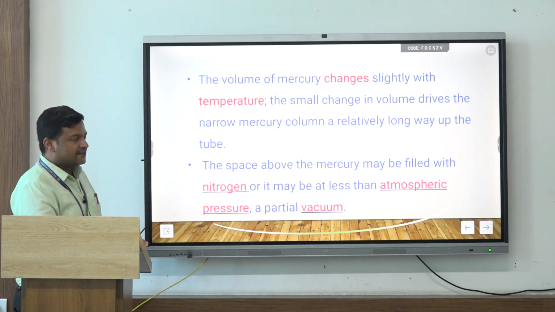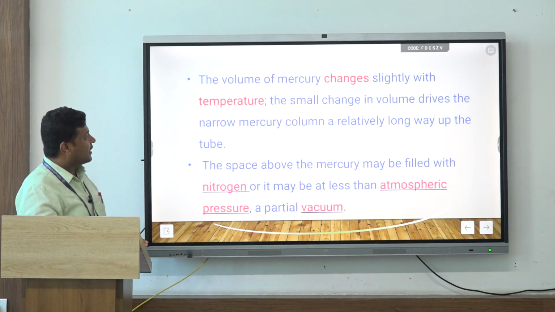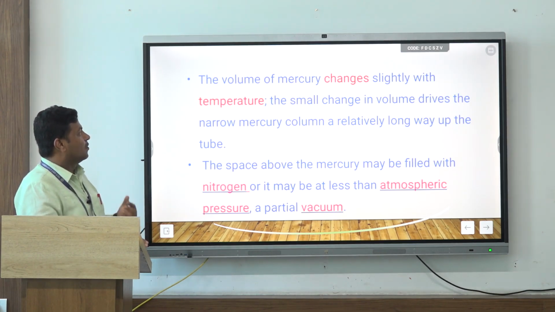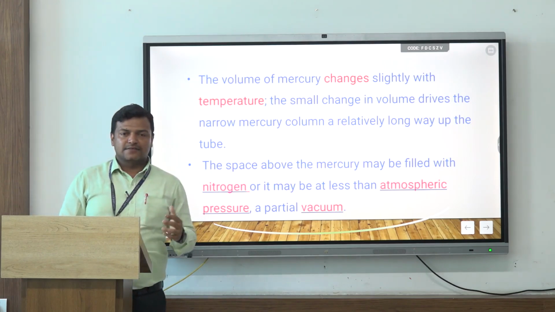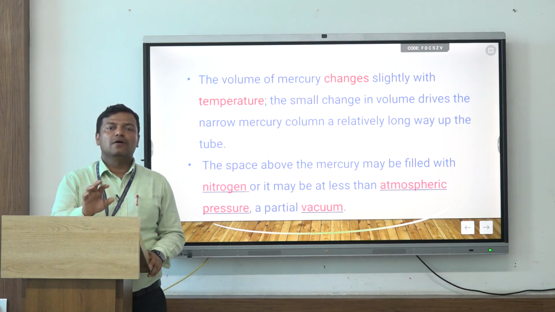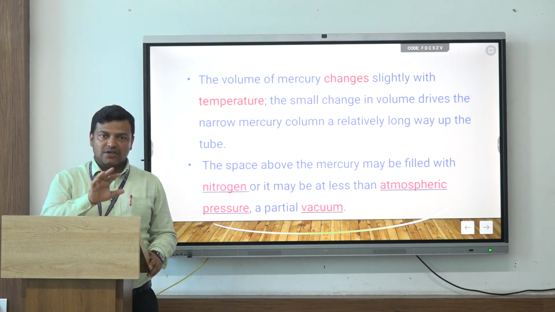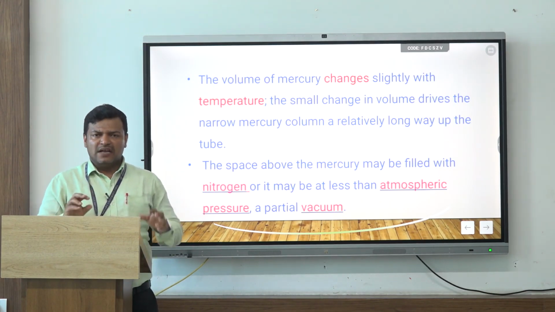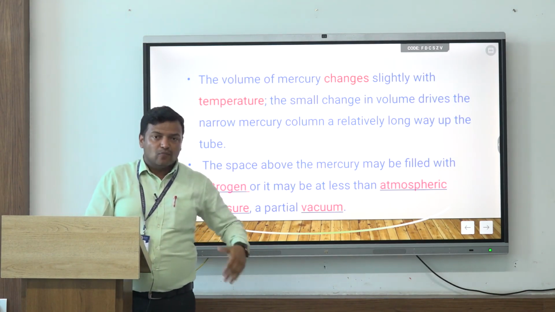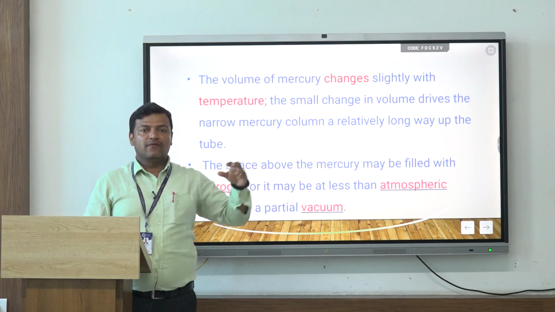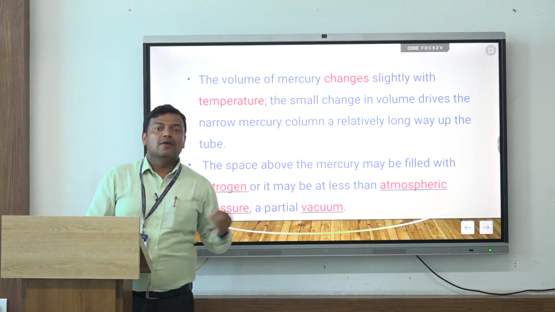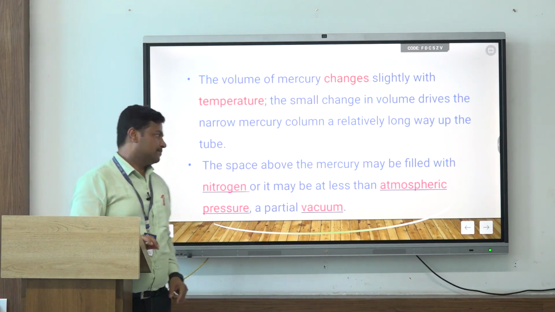The next slide indicates that the volume of mercury changes slightly with temperature. The small change in volume drives the narrow mercury column a relatively long way up the tube. What it indicates is that when it absorbs the temperature, the degree of hotness or coldness, it moves slightly, and proportionately in the stem.